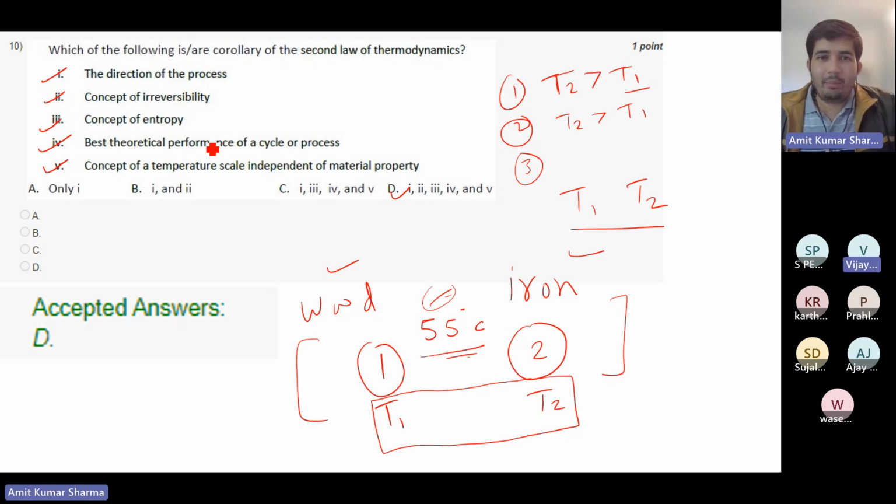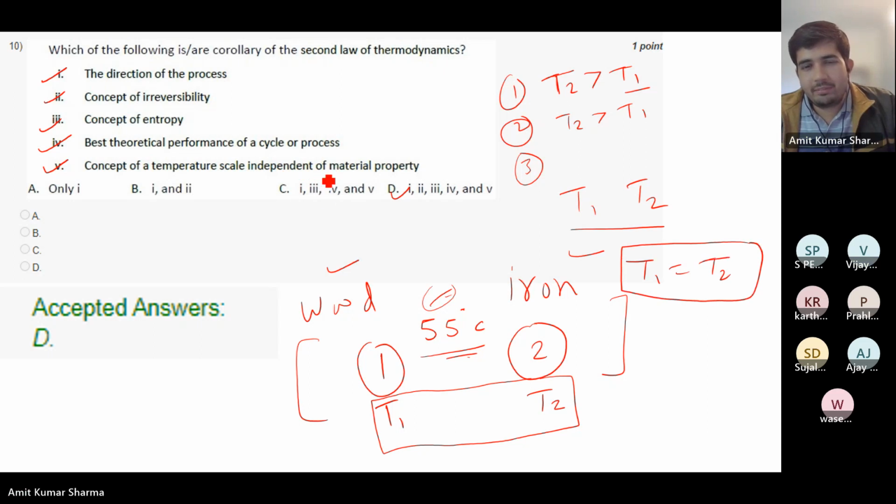So the correct answer will be T1 equals T2. Both chairs will be at equal temperature. Here comes the zeroth law. Because the environment is 55 degrees, chair 1 and chair 2 are both in the same environment, so they will be in thermal equilibrium with the environment. So both chairs will be 55 degrees, but you feel cooler on the wooden chair because of the thermal conductivity. But the temperature of the wooden chair is also 55 degrees.